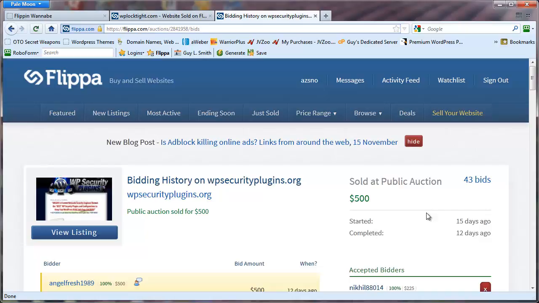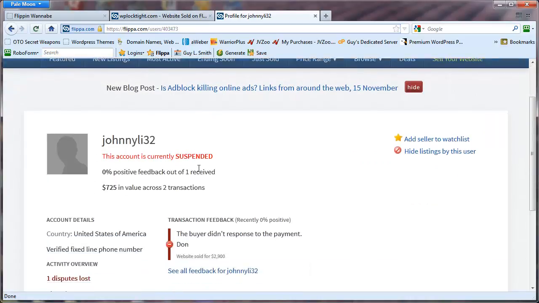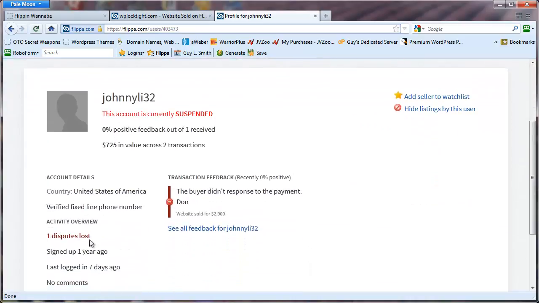I approve all of my bidders manually, and as you can see, even though I approved them, they had some really good stats. Look at this, bid on 27 listings from 23 sellers. You wouldn't think that this seller would be a flake, but they are. They ended up getting suspended for whatever reason. They didn't pay Flippa for a sale, or they had a dispute. We could go over here and kind of see. It's usually a dispute lost. You'll see one dispute lost, and they got buyer didn't respond to the payment done. So anyway, the account's currently suspended, so they have an issue.